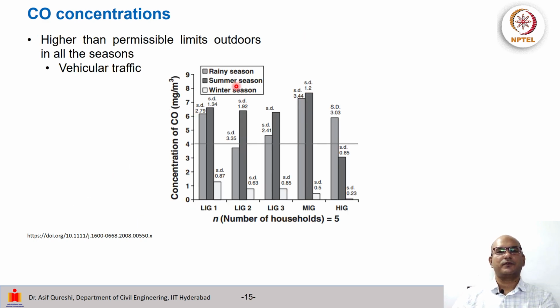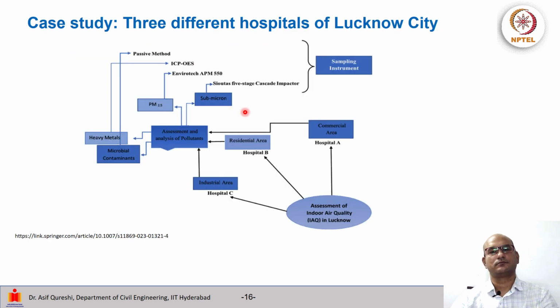However, in terms of CO, the concentrations in the rainy and summer season were higher compared to concentrations in the winter season, and some influence of traffic might have been a factor as well. But in general, the observation was that the summer season had the highest CO concentrations.